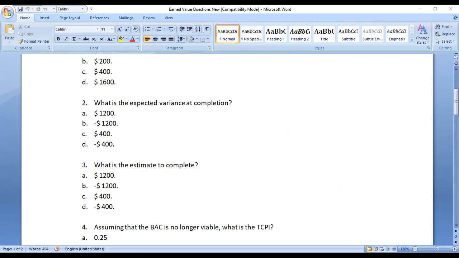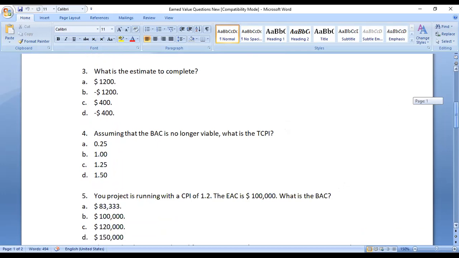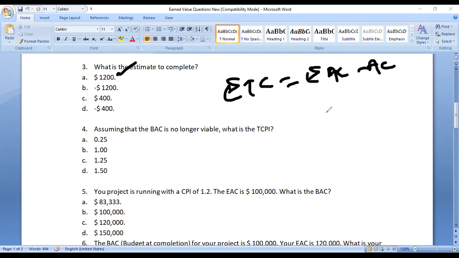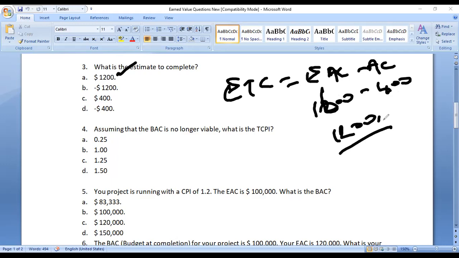So what is the estimate to complete, ETC? The formula for ETC will be EAC minus actual cost. What is your EAC? It's 1,600. The money we spent on day one, the actual cost, is 400. So it should be 1,600 minus 400, which is 1,200. Correct.